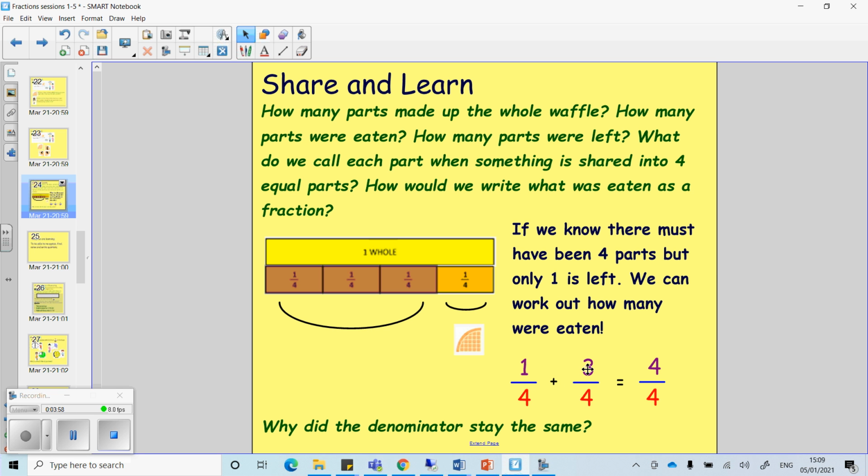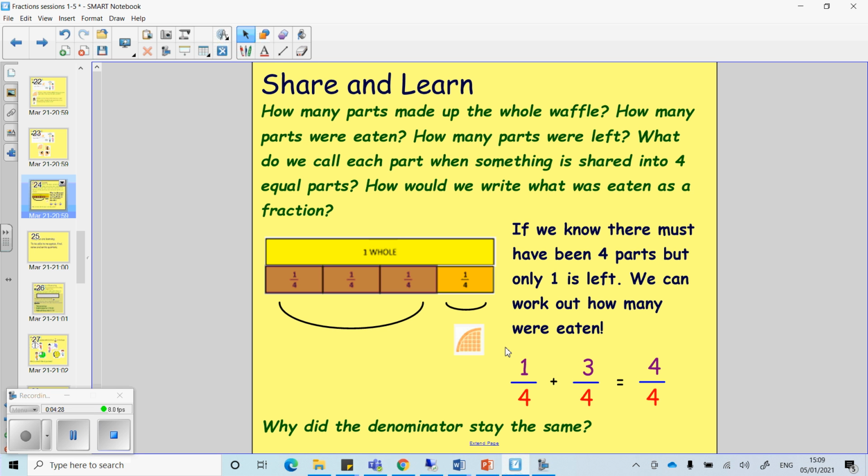1 add 3 equals 4. Well, that purple number sentence looks quite easy. 1 add 3 equals 4. But look, the denominators down at the bottom, 4, 4, 4. Why are the denominators the same every time? These top numbers, the numerators, have changed.